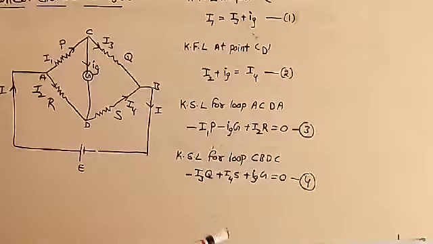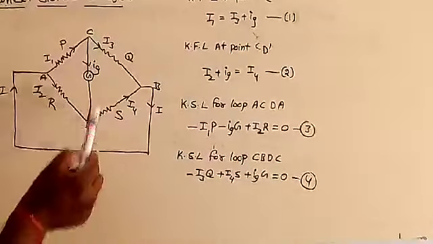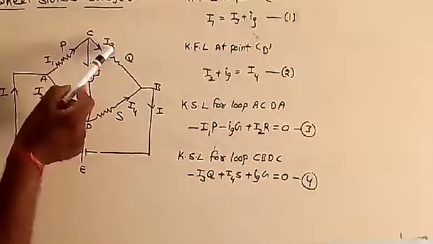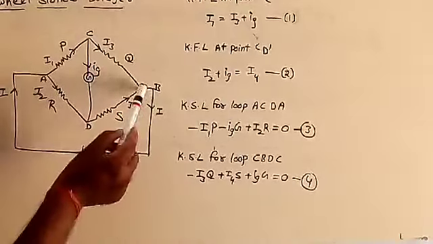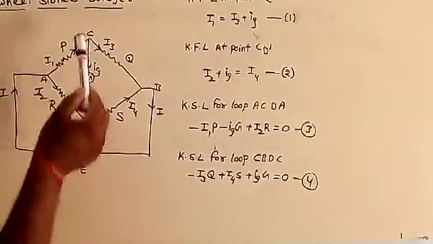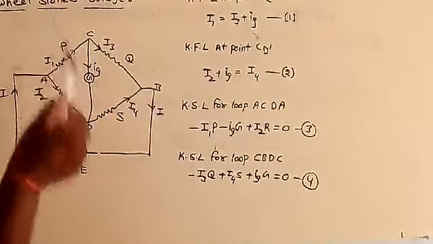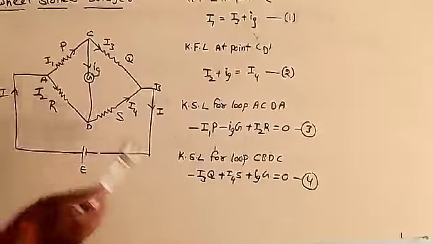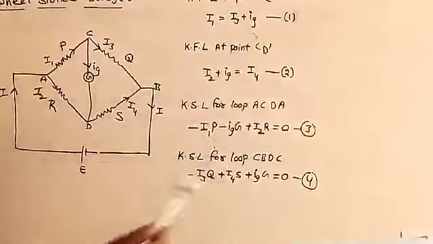Now I can apply Kirchhoff's second law for the loop C, B, D, C. Again, in the direction of current, minus I3Q. From here to here, opposite to the direction of current, plus I4S. From D to C, again you are traveling opposite to the direction of current. So that is the reason you take it as IgG. So finally, you got these 4 equations.